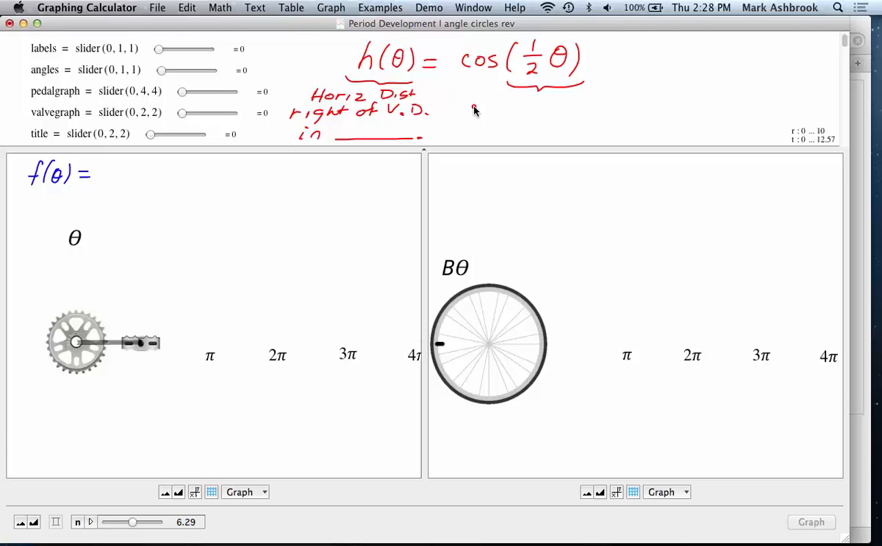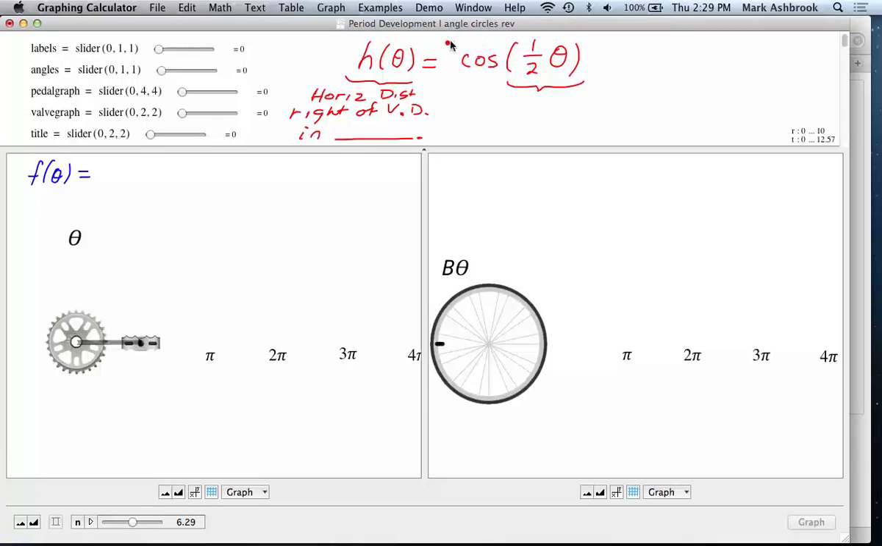Okay, so the first thing they asked about, so we got this function, they said the output is the horizontal distance right of the vertical diameter of the tire valve. What unit would that be in with the way that I have H written up there? Omar, what is the unit of measure for the horizontal distance right of vertical diameter? Feet? So he says that's feet.